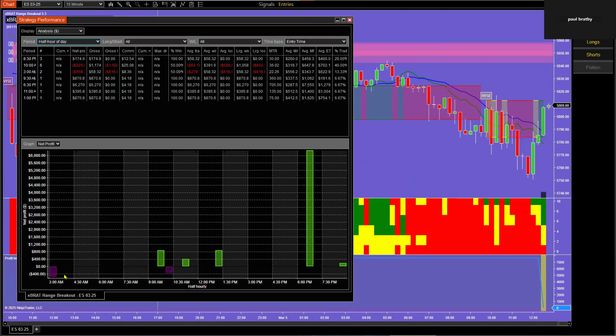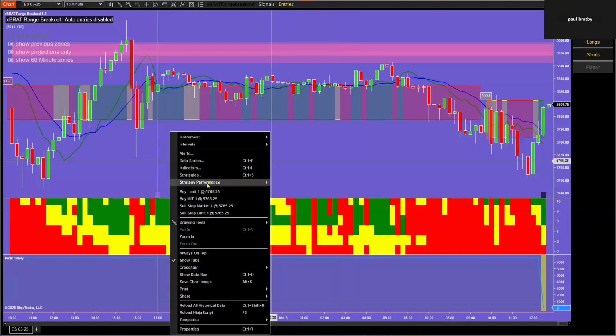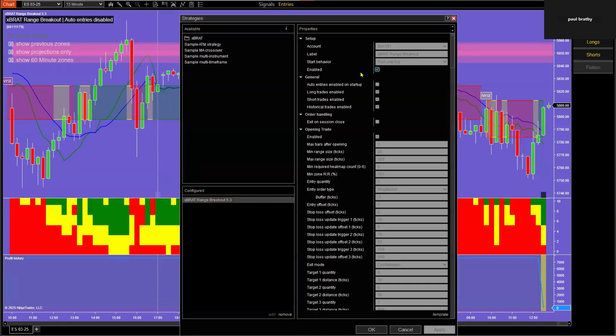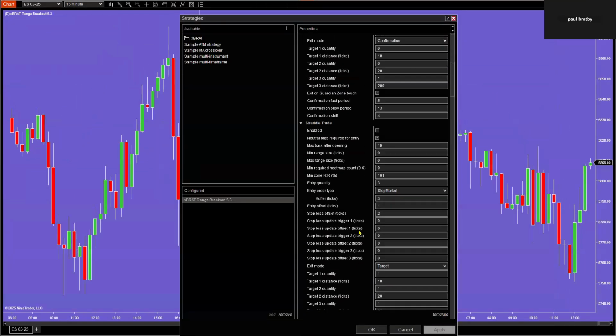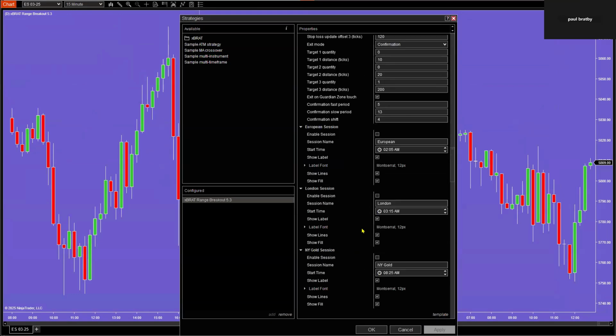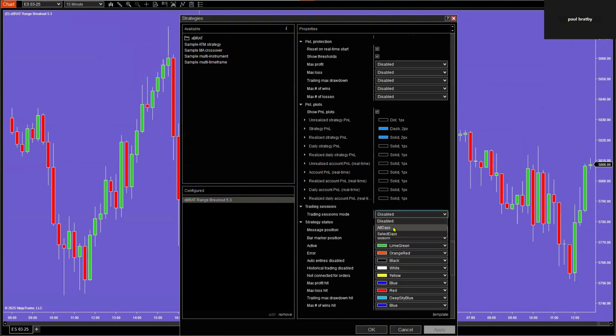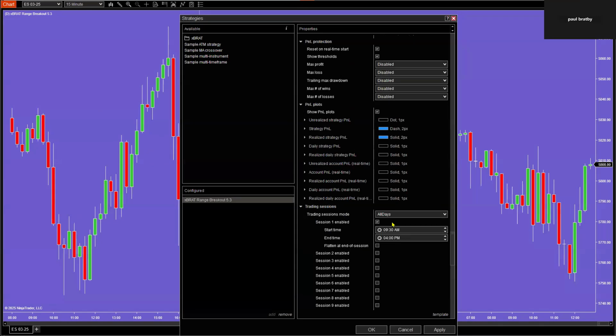Okay, it's got some losing clusters here. I just want to get rid of the risk there and just start it from, say, 9 a.m. to 8:30 p.m. I'm just going to go to strategies and just take out that European morning and the Asian morning. So I'm going to just scroll down until we get to here, trading sessions mode. So I'm going to go all days for now. And then I'm going to go 9 a.m. to 8:30 p.m.